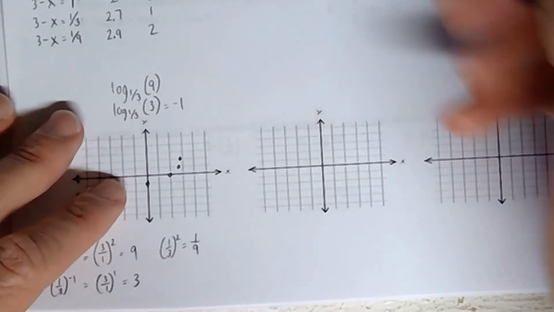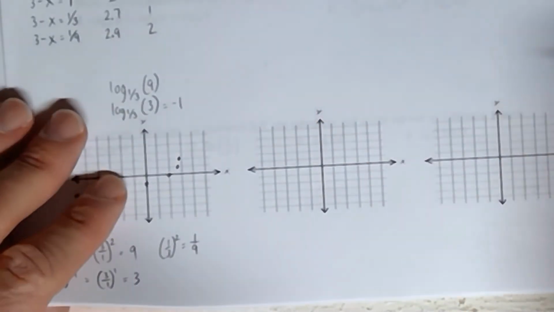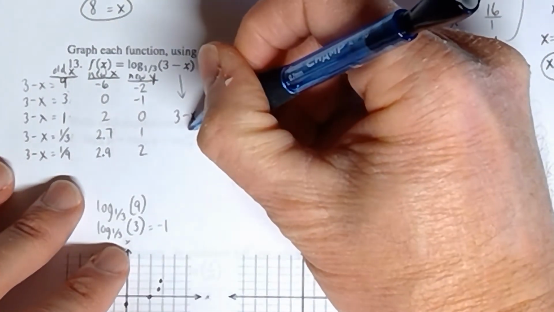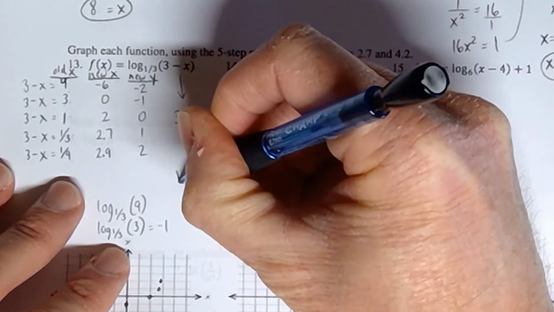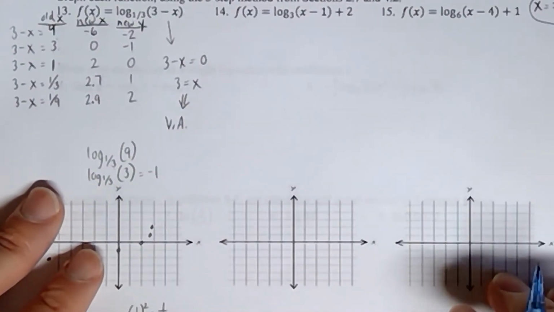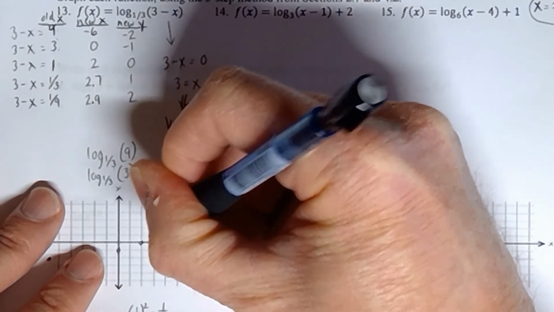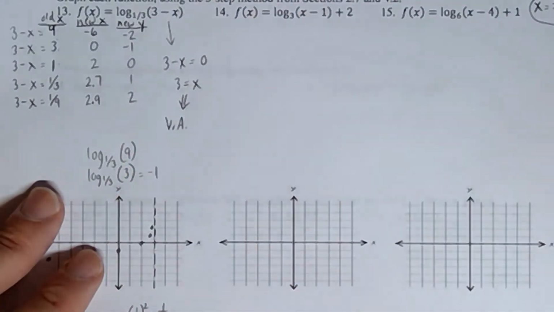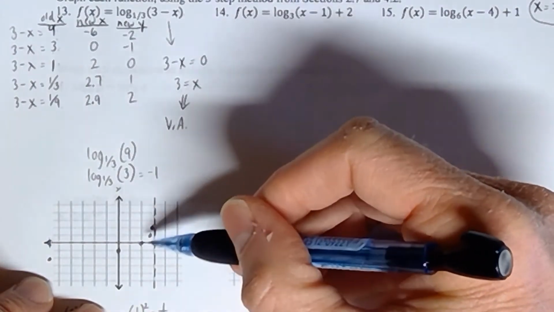So in this problem, we set the 3 minus x equal to 0. We then move the x over to the other side to get it by itself, and then this is your vertical asymptote. And where is that vertical asymptote? It is right here. Again, like with any vertical asymptote, don't let the graph touch it, but make sure the graph gets closer and closer to it as it's going either forever upward or forever downward.